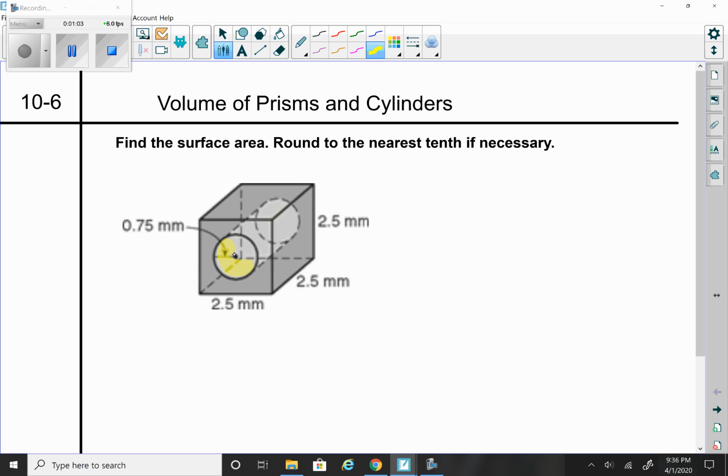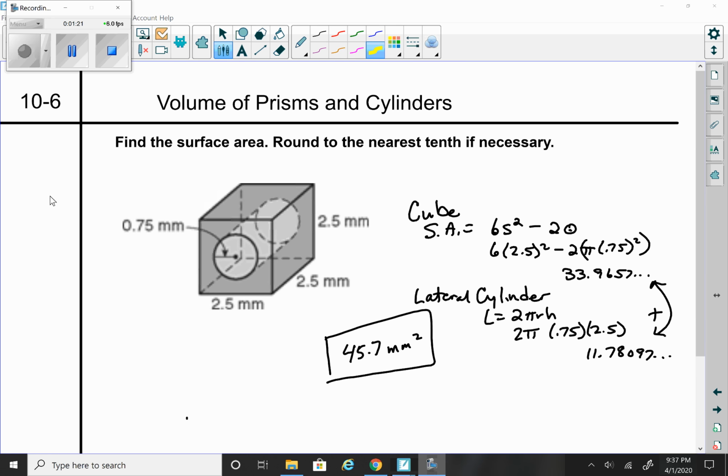So pause the video and go ahead and see if you can come up with the surface area of this composite figure. Again, it's a cube with a cylinder drilled out of the middle. So it looks like there's an opening going through the center here of that cube. So go ahead and pause it. So again, like I said, this one's a little tricky.